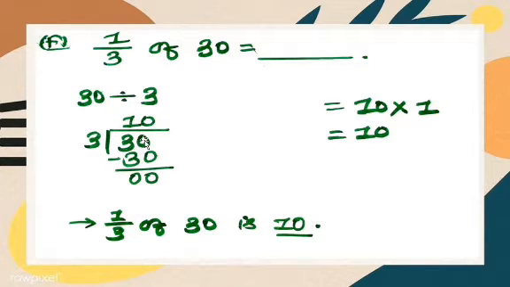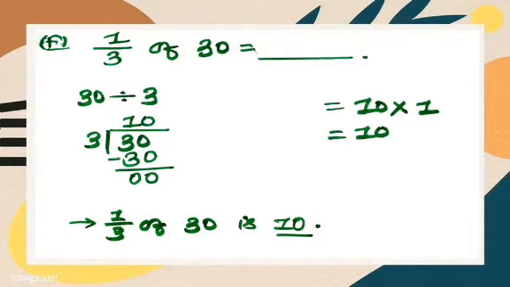Here we check 30 divided by 3. In table number 3, 30 will come here. 3 tens are 30. Got my point, my dear students? 30 minus 30 is 0. So 10 multiplied by 1, 10 ones are 10. So 1 upon 3 of 30 is 10. Here we have completed this question.